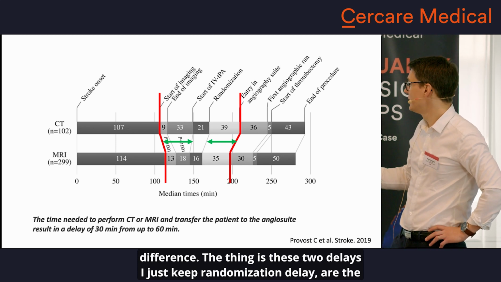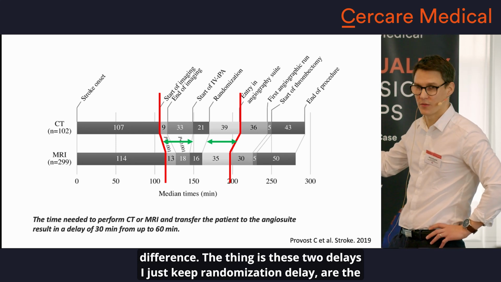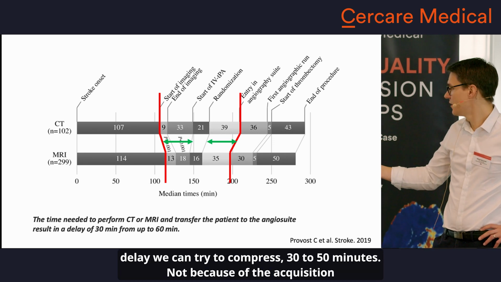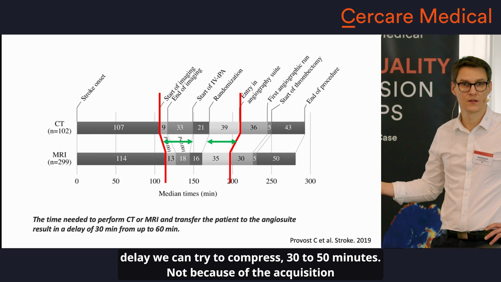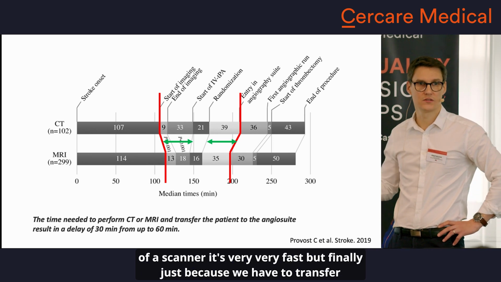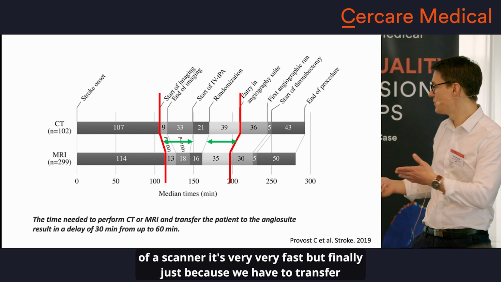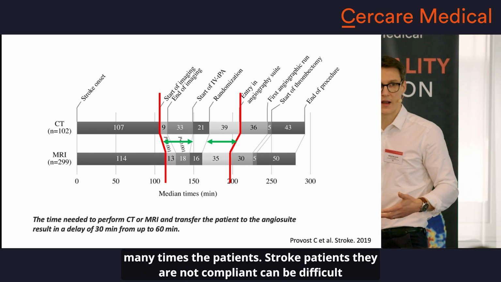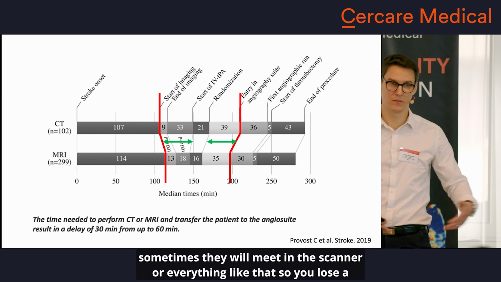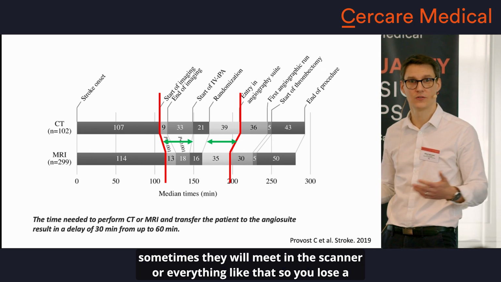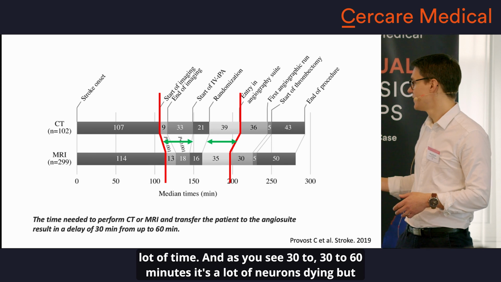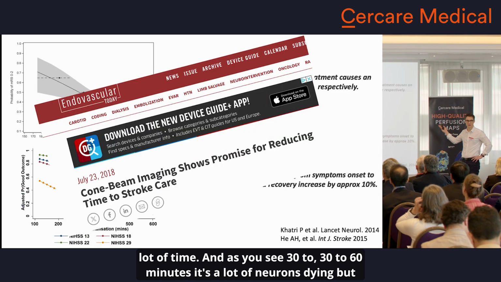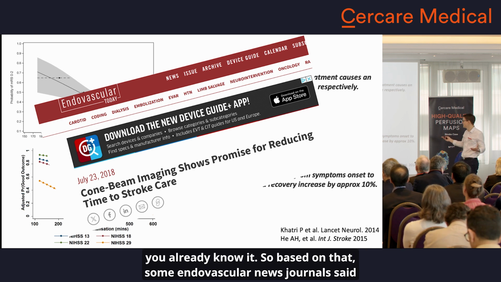The thing is, these two delays, I just keep the randomization delay, are the delay we can try to compress, 30 to 50 minutes. Not because of the acquisition of a scanner, it's very, very fast, but just because we have to transfer the patients many times. Stroke patients are not compliant and can be difficult. Sometimes they vomit in the scanner, so you lose a lot of time. And as you see, 30 to 60 minutes is a lot of neurons dying, but you already know it.